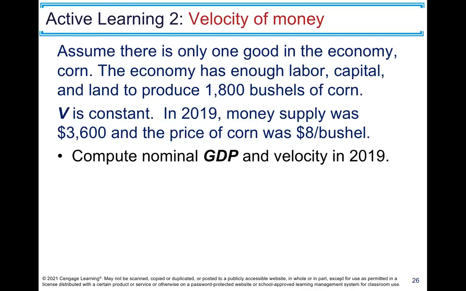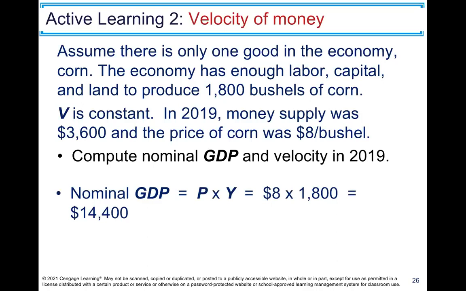So this number right here, as you can see, is an output number or a GDP number, and it's measured in real values, not measured in dollars. It's measured in real output. It's measured in bushels of corn. So that's going to be our Y. Y is going to equal 1,800 bushels of corn. That's real GDP. And then don't forget, they also gave us the money supply and the price of corn.